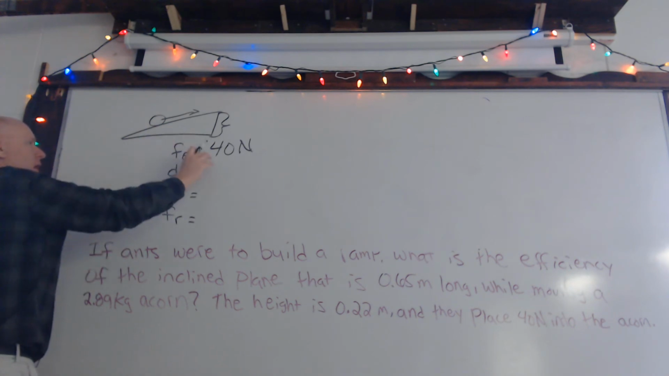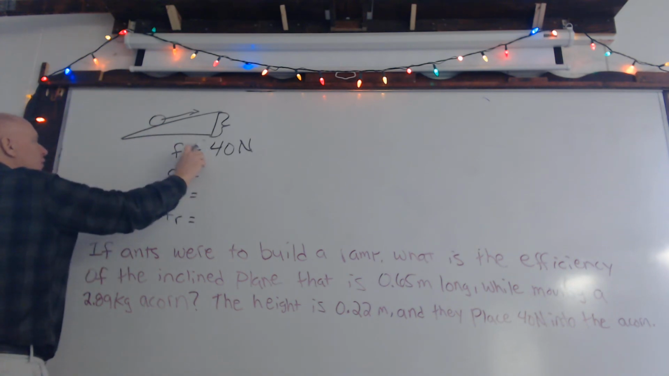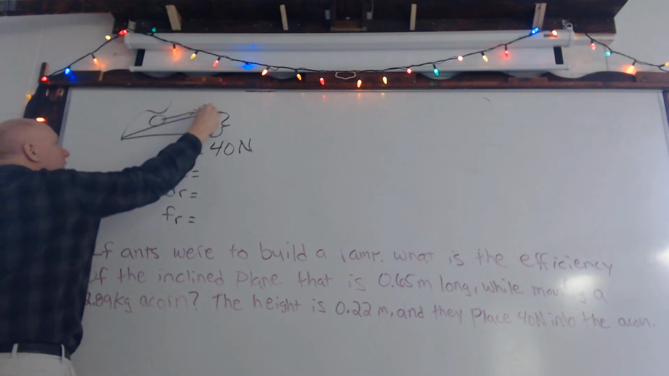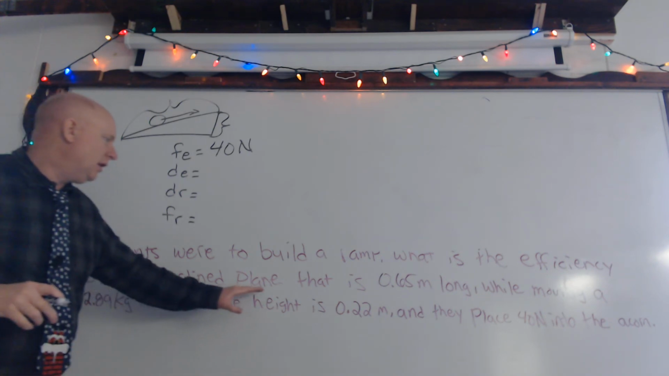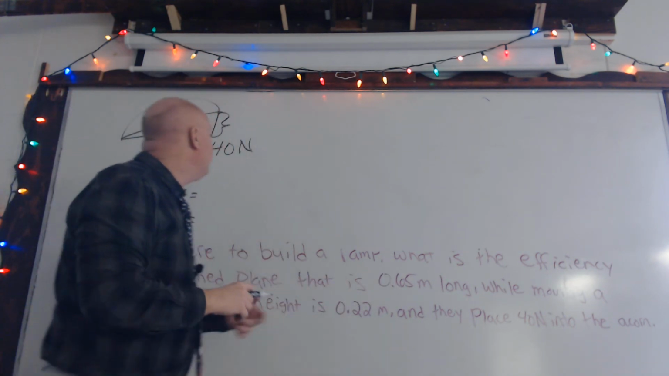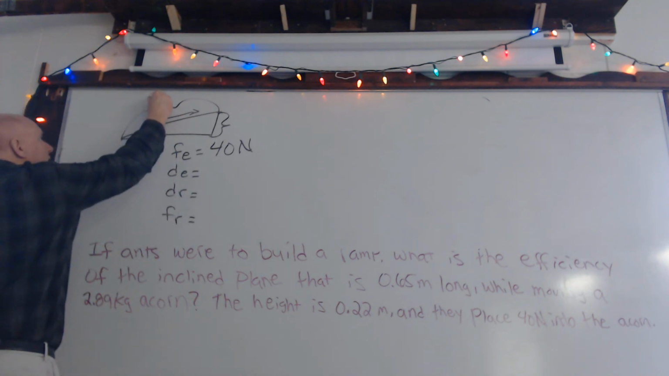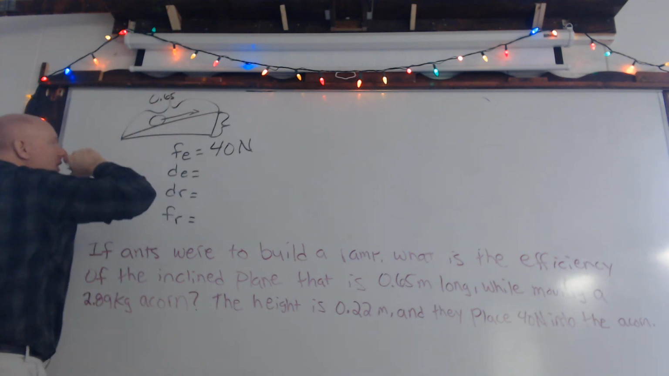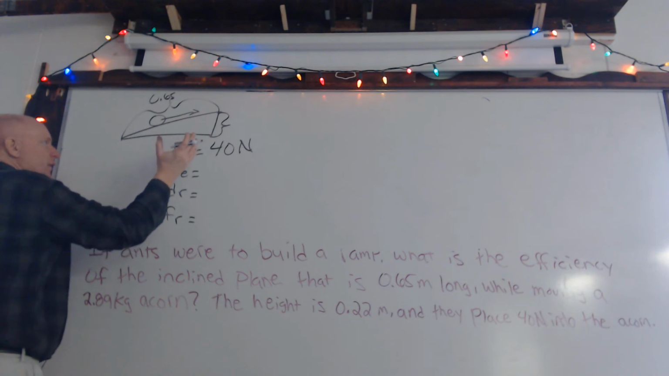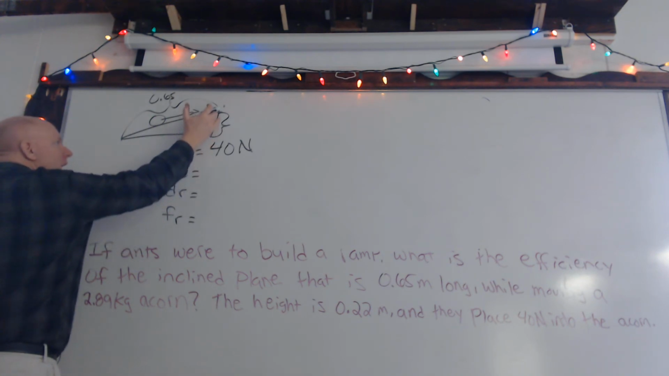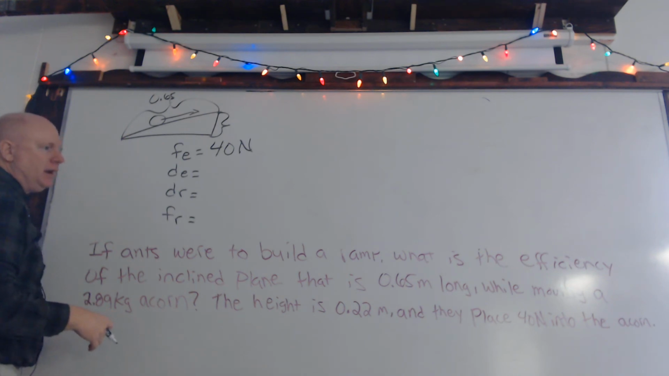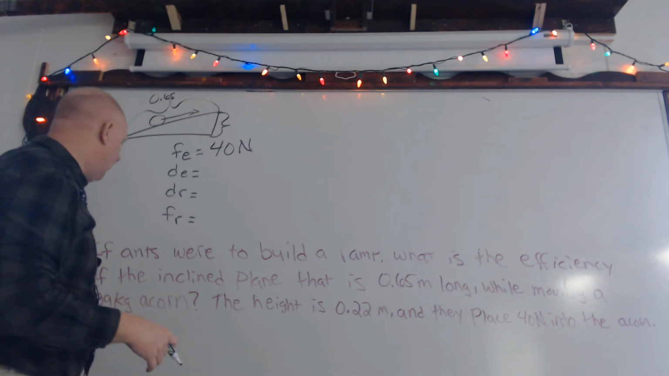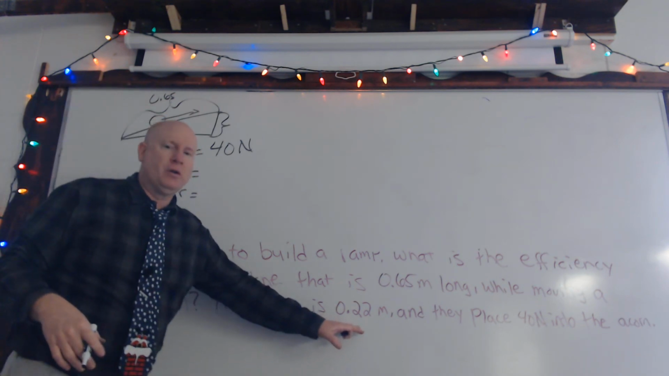Well, for how long are they placing this 40 newtons into? Well, that would be the length of the ramp. And in this case, it's saying the length of the inclined plane is 0.65 meters. So that variable is up here. And the resistance from gravity having an effect on that would be your resistance distance. And in this case, it is not 0.65 meters, but rather 0.22.